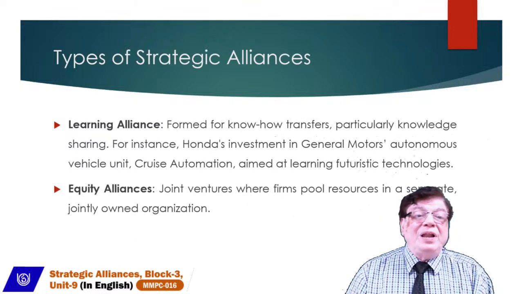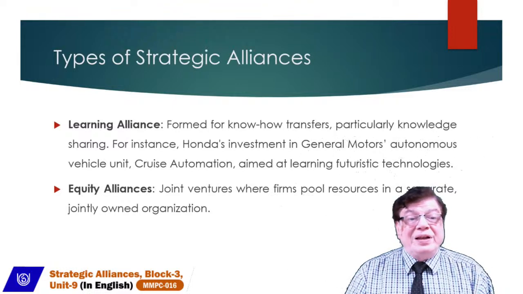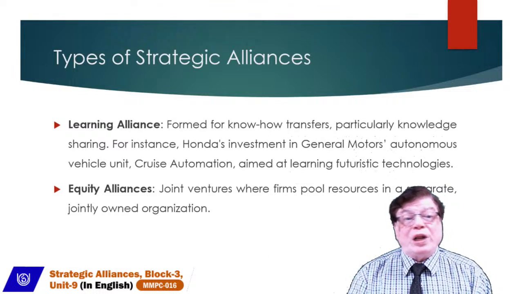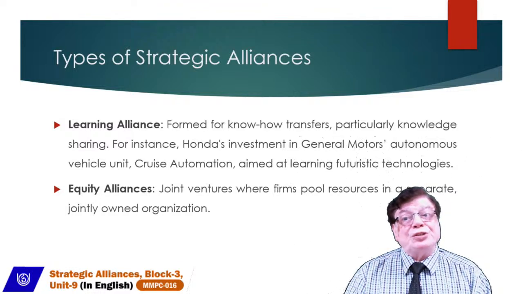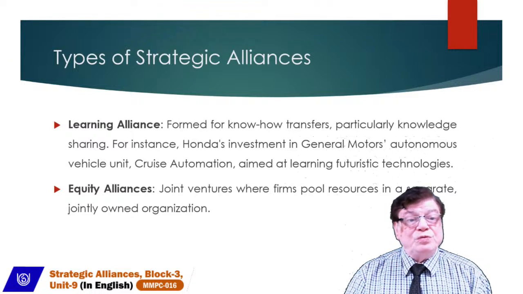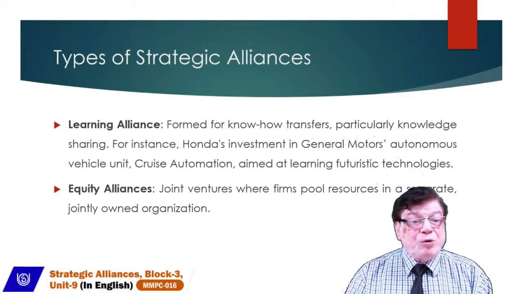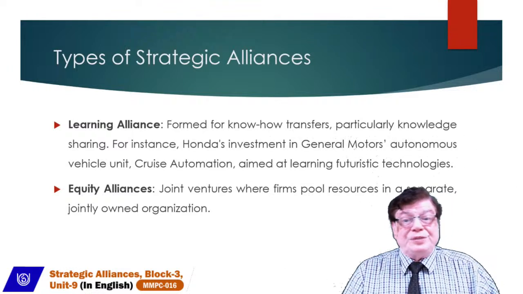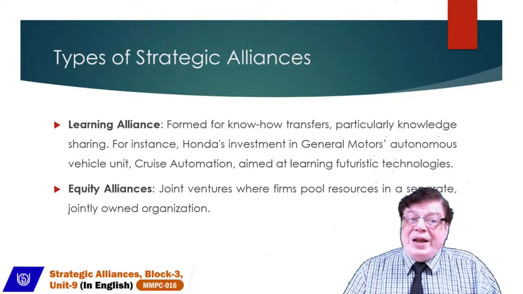Next type is learning alliance, third type. Fourth type is equity alliances. Learning alliance is formed for know-how transfers, particularly knowledge sharing. For instance, Honda's investment in General Motors' autonomous vehicle unit, Cruise Automation, aimed at learning futuristic technologies. Equity alliances are joint ventures where firms pool resources in a separate, jointly owned organization.